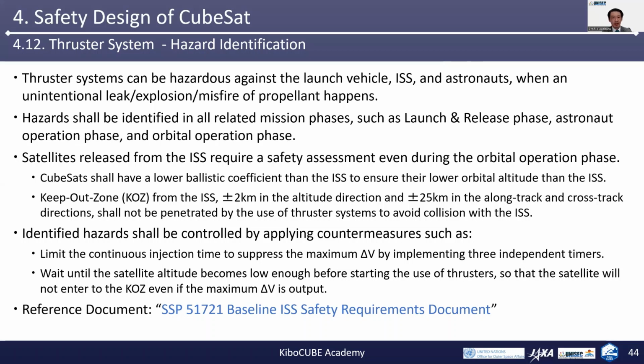The CubeSat shall have a lower ballistic coefficient than the ISS to ensure a lower orbital altitude than the ISS. A keep out zone, or KOZ, from the ISS, which is defined as plus or minus 2 kilometers in the altitude direction and plus or minus 25 kilometers in the along track and cross track directions, shall not be penetrated by the use of thruster systems to avoid collision with the ISS.